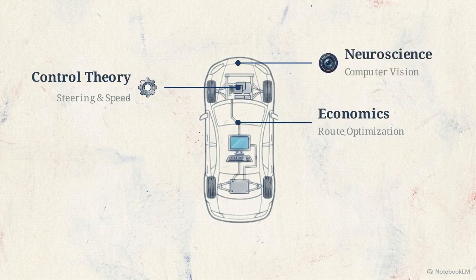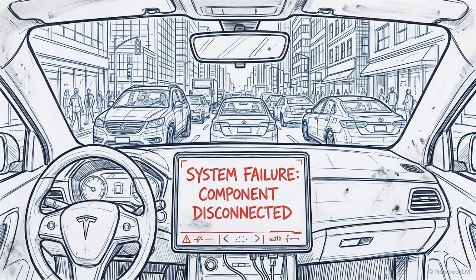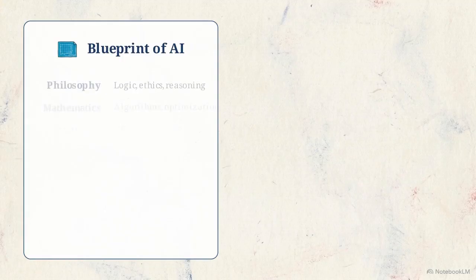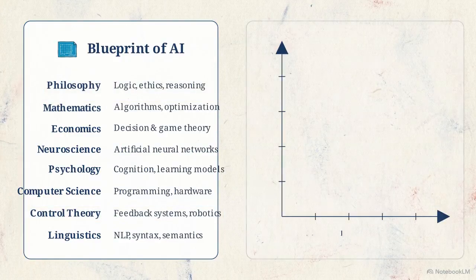Neuroscience designs the computer vision networks, psychology models the behavior of surrounding drivers, and philosophy dictates the ethical decisions in a critical crash scenario. Pulling any single discipline out of this blueprint compromises the entire autonomous system. Applied AI relies strictly on this deep interdependence to function. This table maps all 8 roots to their specific contributions, showing exactly where logic, optimization algorithms, and feedback systems originate.